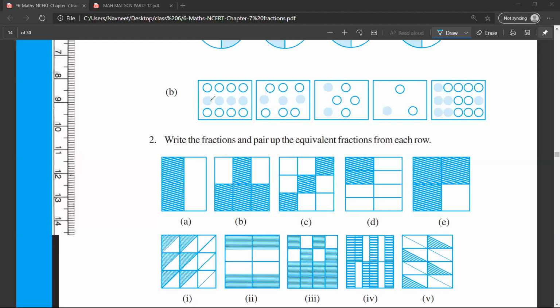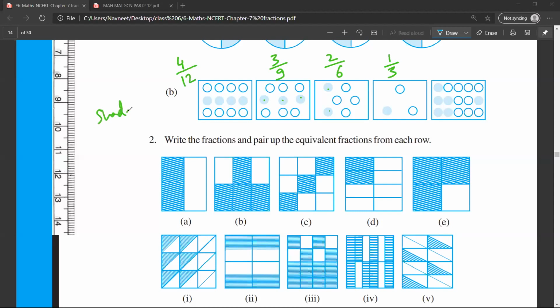So see, I can write this as 1, 2, 3, 4. I can write this as 4 by, the total is 12. I can write this as 1, 2, 3. 3 by 9. I can write this as 1, 2. 2 by 6. I can write this as 1 by 3.